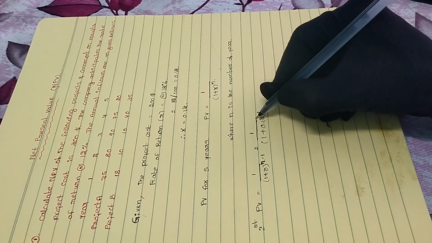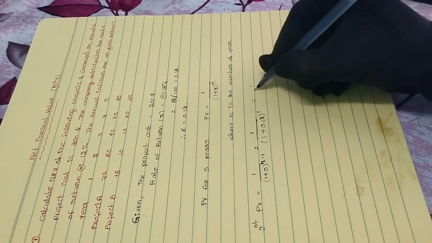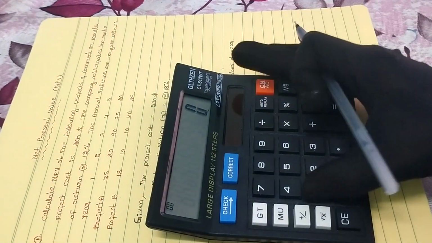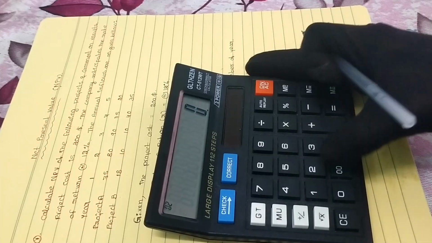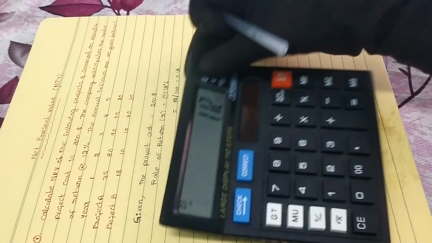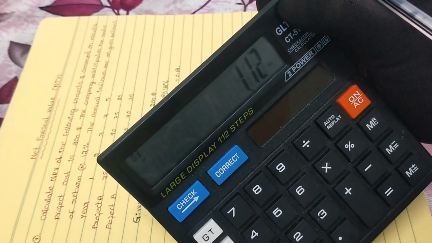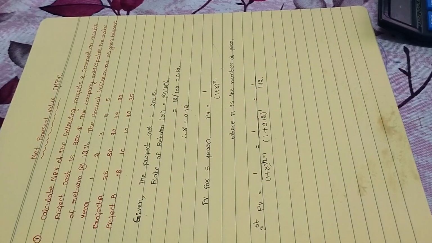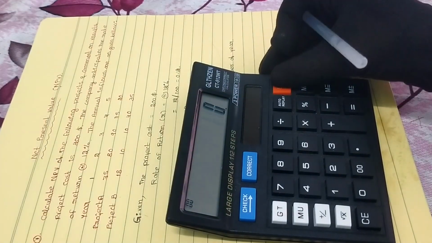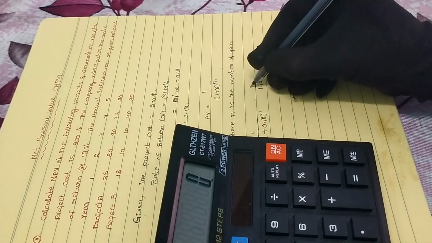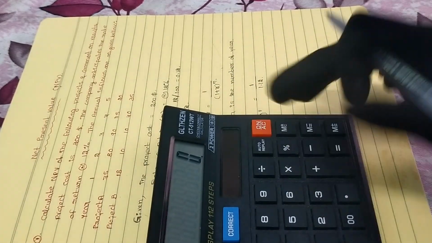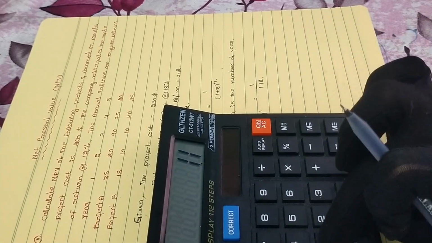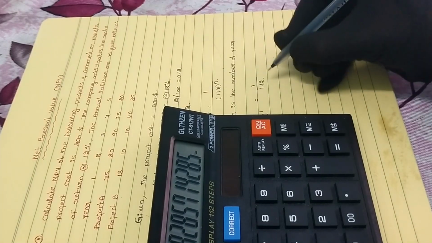So the first year PV is equal to 1 by, again with your friend the calculator, 1 plus 0.12, which is equal to 1.12, right? 1.12 whole power 1 means the value is the same. Then you are going to divide 1 by 1.12. Let us calculate 1 divided by 1.12. How much is it?